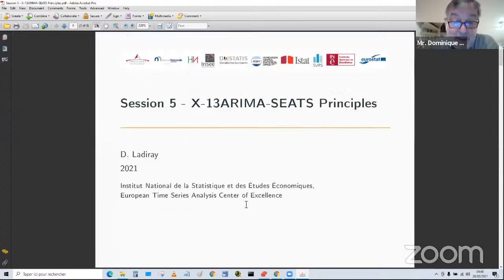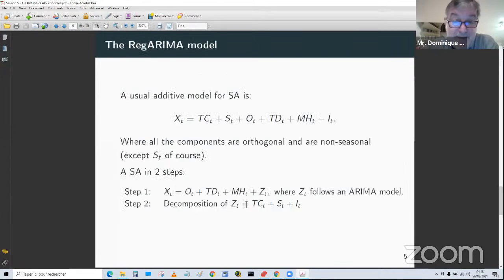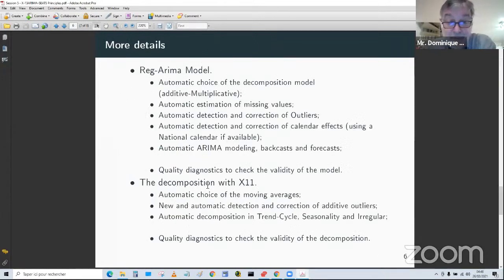Okay? But it's not very important because inside, this is what I said here, the decomposition with X11, you have in the decomposition algorithm an automatic detection and correction of additive outliers. So inside X11, even if you do not do a really good job at the beginning, it doesn't matter. You have another treatment of outliers in the decomposition algorithm.